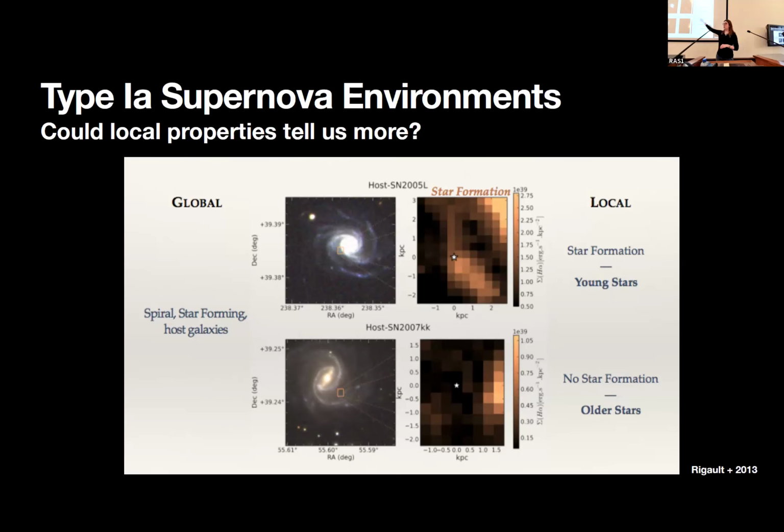When you actually zoom in a little bit closer, this is looking at some IFU data of those environments. What you'll notice is that one of them is in a region with lots of young stars, lots of active star formation. One is in a region with no star formation with older stars. So if you were to correct these in the same way, you might actually be miscorrecting because one would be on one side of your step and one would be on the other side. And this might mean that, okay, looking locally might give you better standardization for your cosmology.